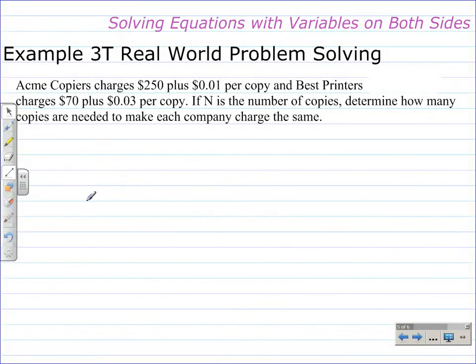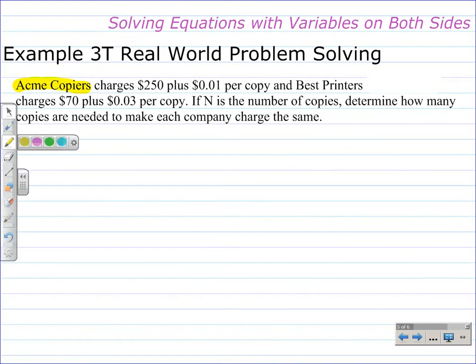Here we have a real-world problem-solving situation. It reads, Acme Copiers charges $250 plus 1 cent per copy, and Best Printers charges $70 plus 3 cents per copy. If n is the number of copies, determine how many copies are needed to make each company charge the same. So we want to know when both of these companies charge the same.